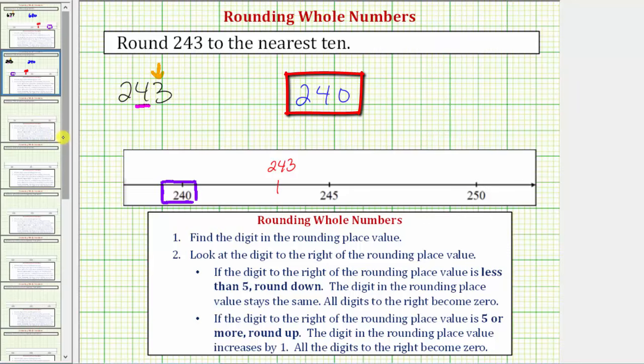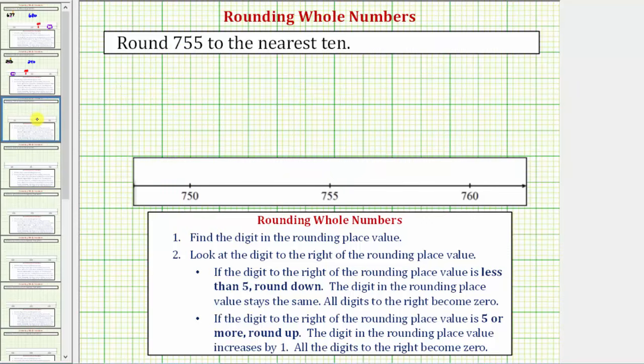Let's look at two more examples that are slightly different. Here we're asked to round 755 to the nearest 10. So using the number line, counting by tens, 755 would be between 750 and 760. And what's different about this example, 755 is right here in the middle. Notice how it's the same distance from 750 as it is from 760. So when this is the case, the rule is that we always round up. So we say 755 rounds up to 760 when rounding to the nearest 10.